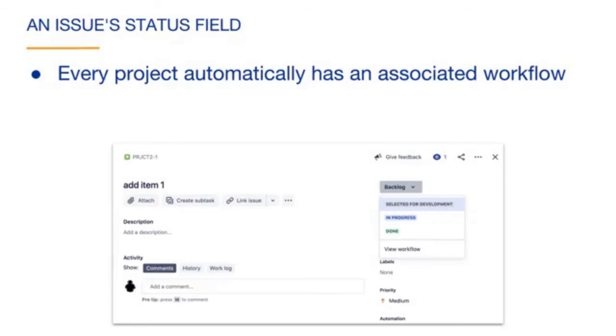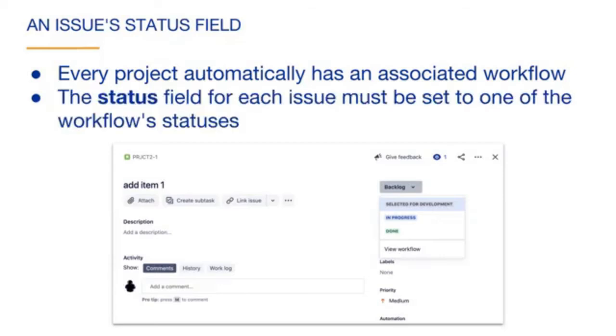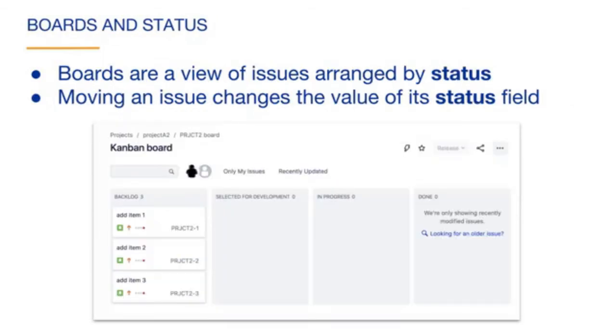In JIRA, every project that is created automatically has an associated workflow. The status field of each issue must be set to one of the workflow's statuses. In this example, the issue status is currently set to backlog, and the drop down box shows that there are three other statuses that we can set for this issue.